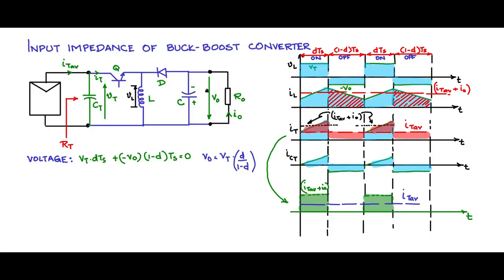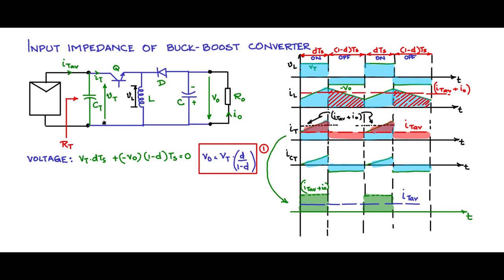Remember that we have chosen the measurement of V naught itself reversed. If we had chosen it in a regular sense, we would have got a minus sign here. This minus sign would not have been there. So therefore, V naught is equal to Vt d by 1 minus d is the input-output voltage relationship of this converter.